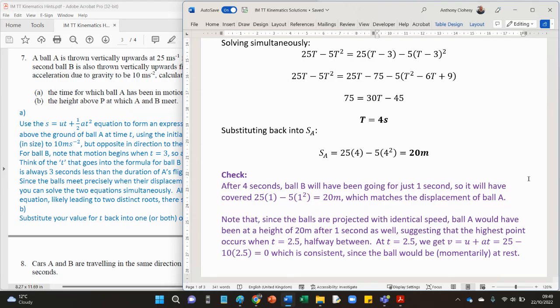And you could substitute that into v equals u plus at, and it gives you 25 plus negative 10 times 2.5, and that gives you 0. In other words, the speed in between those two moments is 0, which makes sense because at that point, the ball would be, at least for a single instant in time, completely at rest.